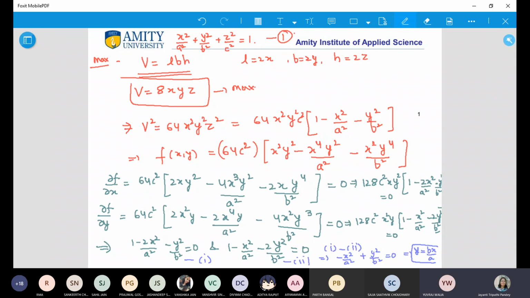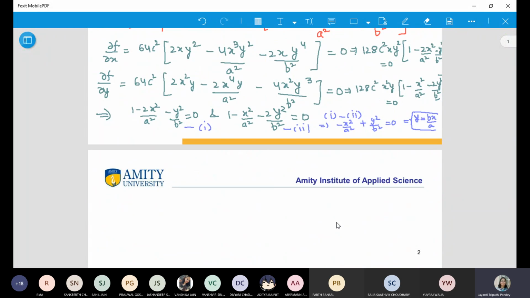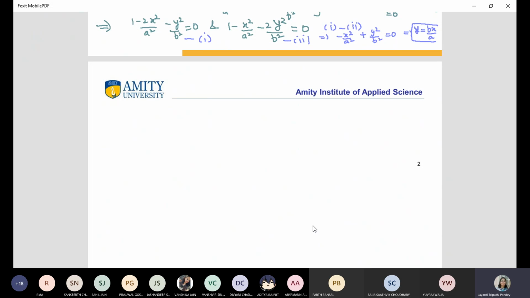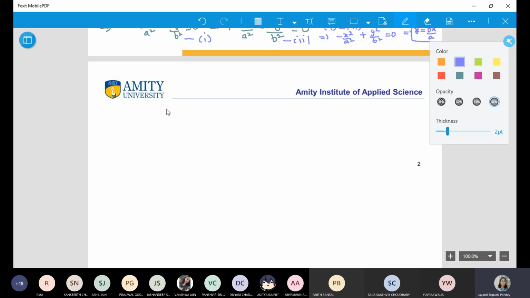Length cannot be negative. Correct. So this is the connection. Now you can put it in any of the equations. Chalo, let's try and put it in the equation. Suppose I put it in the first equation. I am putting it in the first equation.